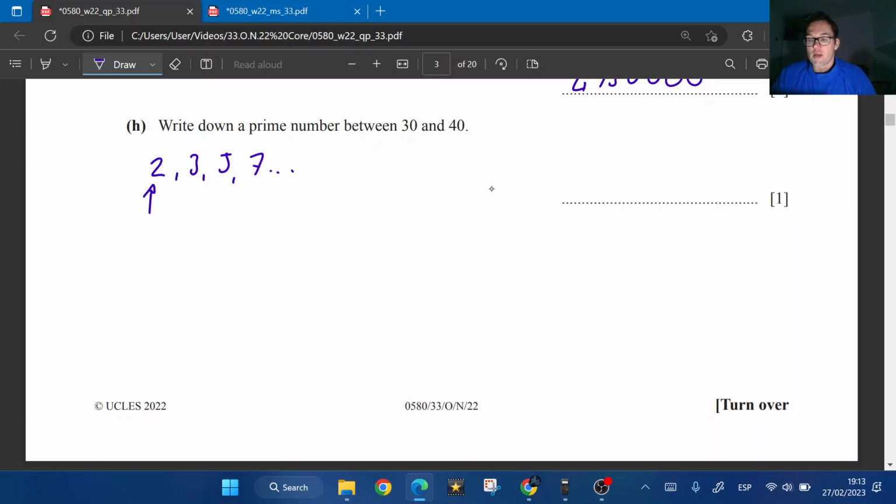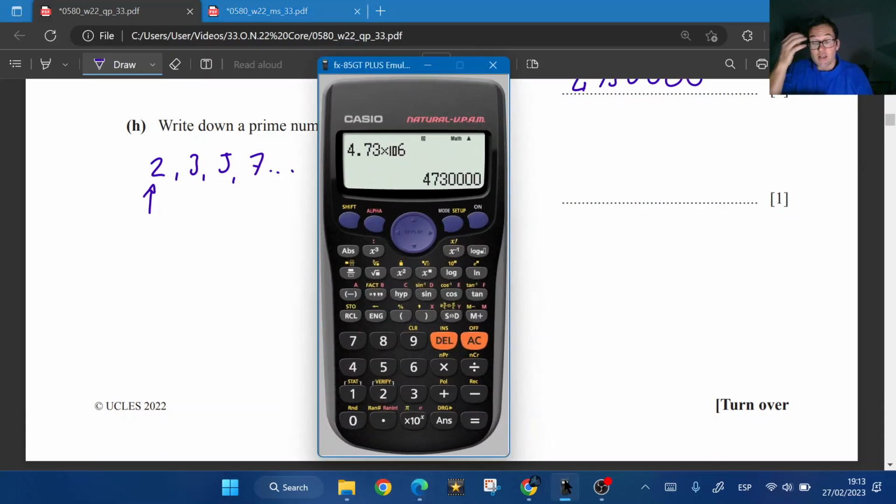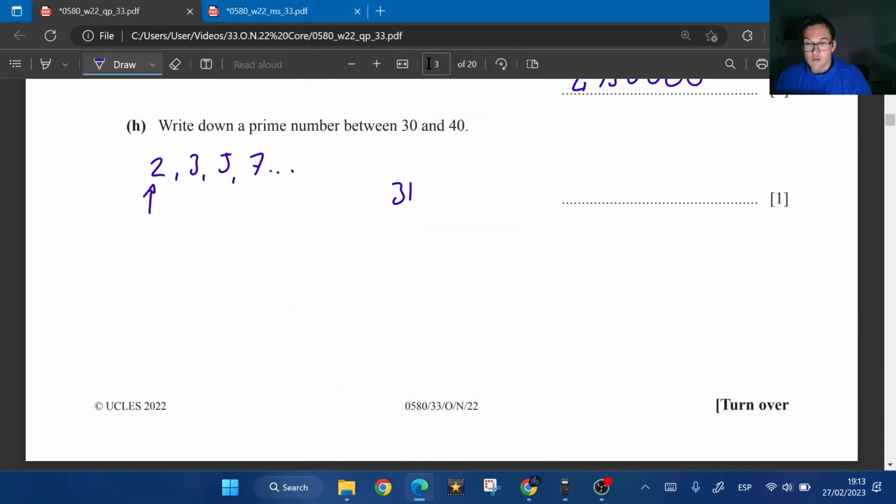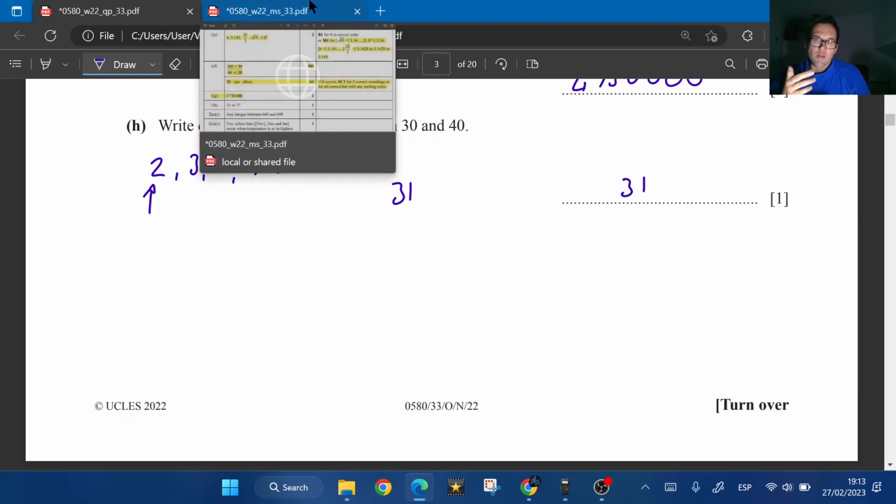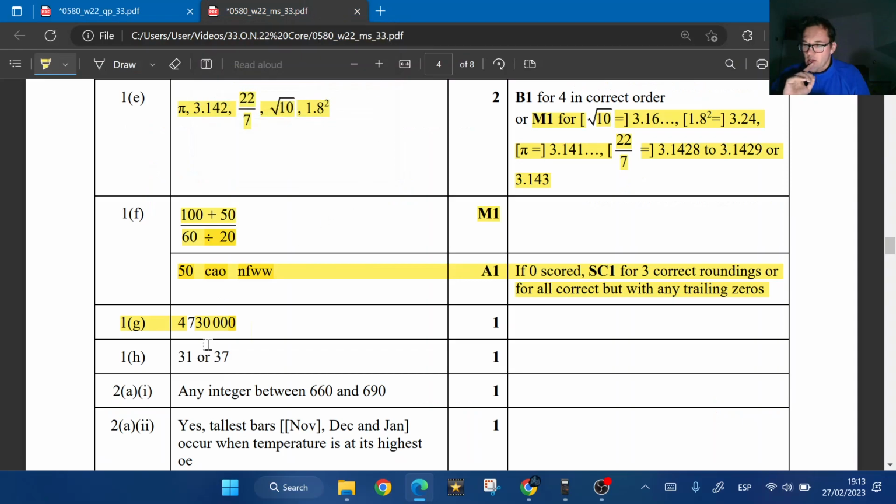So the first number I could think of there is 31. What about 31? Is there anything that can divide into 31 other than 1 and 31? Not 2, not 3, not 4, not 5, not 6, 7. That's it, 31. Easy as that. Are there other ones? Yeah, maybe 37. Not 39, 39 you can divide by 3. Not 35, you can divide by 5. Not 33, you can divide by 3 and 11. So yeah, 31 or 37. There they are.